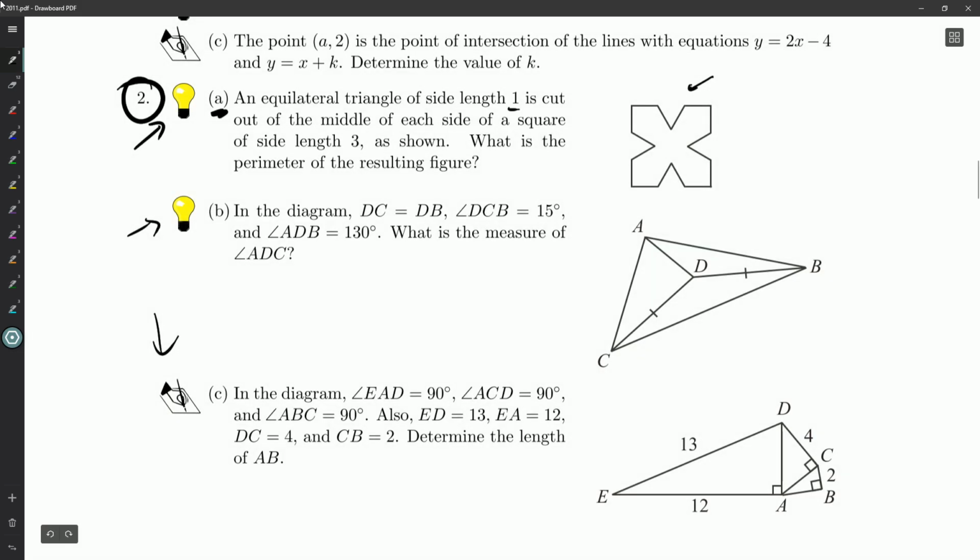All right. B part. In the diagram, DC is equal to DB. They've got that shown with these nice little lines here, these tick marks. Angle DCB is 15 degrees. Well, it's isosceles, so this is going to have to be 15. And we also know that angle ADB here is 130 degrees. What is the measure of ADC? This one over here. Okay.